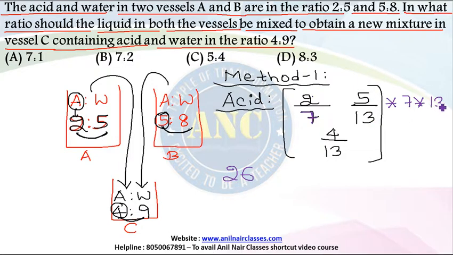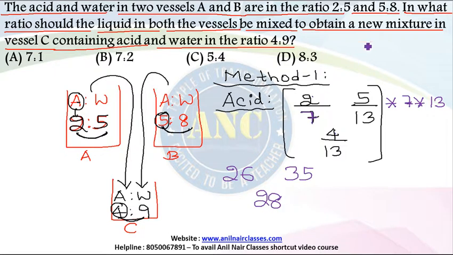5 by 13 into 13. 13 cancels with this 13. You are left with multiplying 5 with this 7. 5 into 7 is 35. 4 by 13 into 7 into 13, 13 again cancels. 4 into 7 is 28.